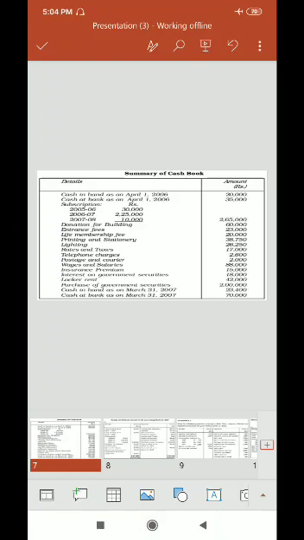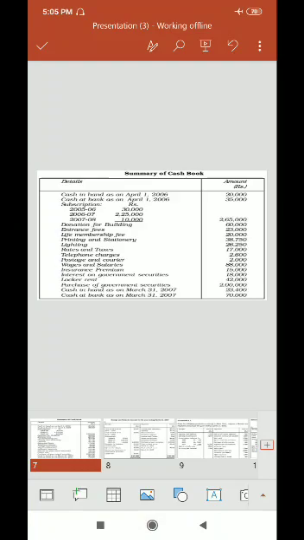Purchase of government securities. See, what is the nature of purchase of government security? It is capital in nature, because every now and then you don't purchase the government securities. And at last, they have only calculated and given for you the cash in hand as on March 31st, 2007. Means on the last date of this financial year, you are left out with a cash of rupees 23,400 and cash at bank, you are left out with rupees 70,000. This is all about the question.